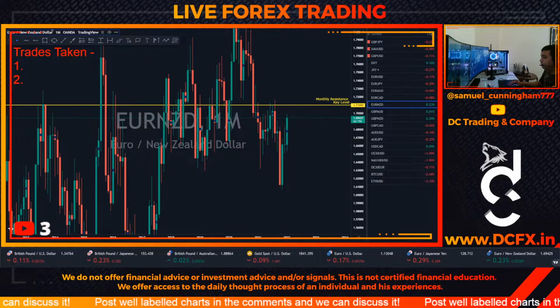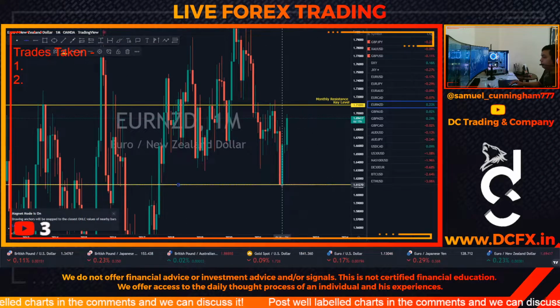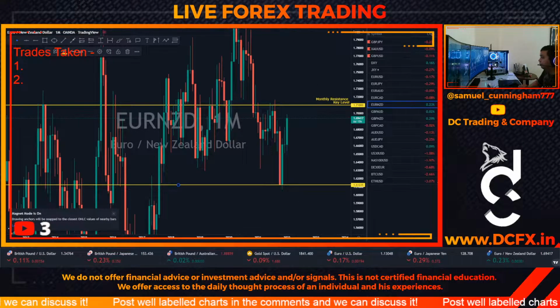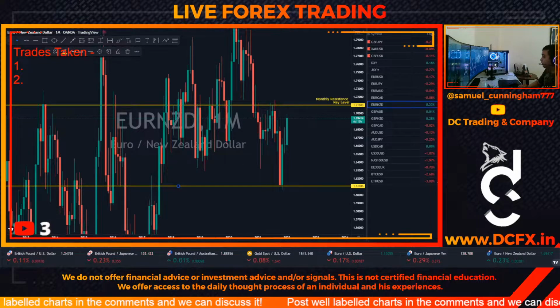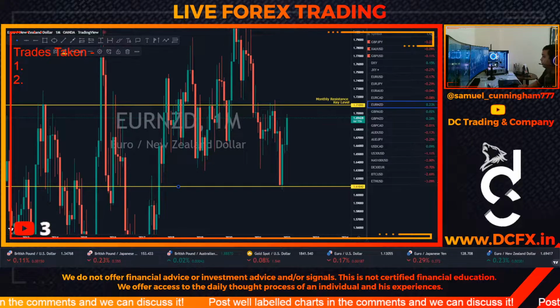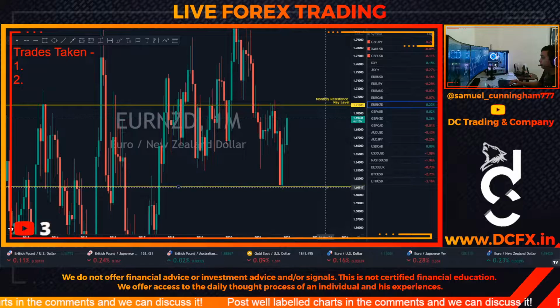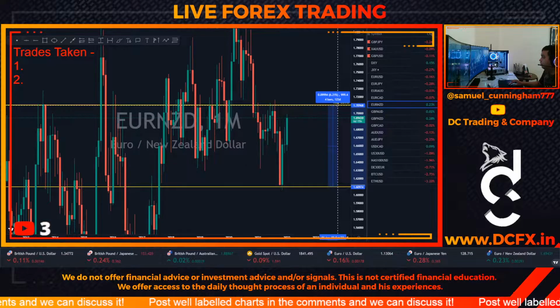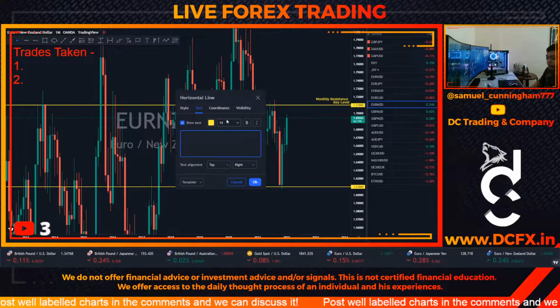We have our new monthly support, which we've just created at 1.6100, I can say 1.61. Damn, I don't know how many pips that is away. That's 1,000 pips between the monthly support and the monthly resistance.